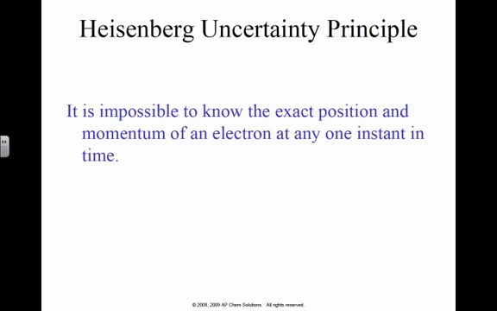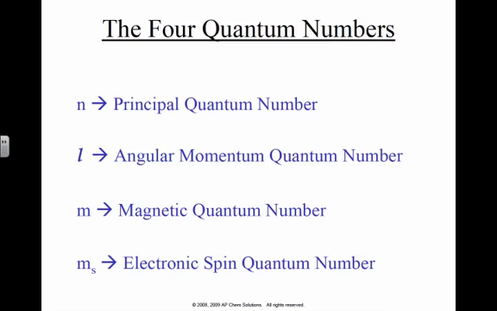The Heisenberg uncertainty principle says that it is impossible to know the exact position and momentum of an electron at any one instant in time. So this kind of gets us to the quantum model of what an atom actually looks like, this big cloud of electrons. There's 4 quantum numbers that you guys need to be familiar with. They are the n, the l, the m, sometimes called the m sub l, and the m sub s. The n number is called the principal quantum number. That's going to tell you the energy level.